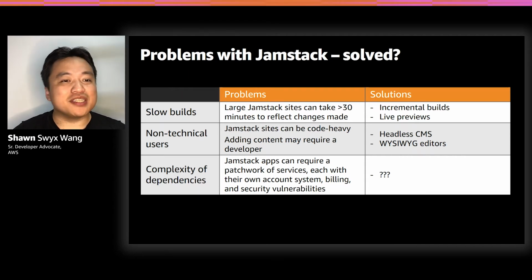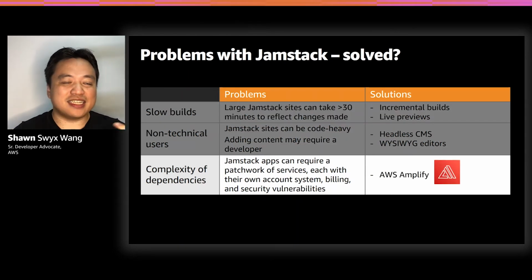The one that's unresolved is the complexity of dependencies, because it is true that you're combining together a lot of dependencies. Obviously, I'm here to tell you that we do have a solution, and that is AWS Amplify. And it's this idea that you do need a partner to string together all these dependencies, so you don't have to wrangle a lot of building account systems, and they all have weird holes because none of them were designed to work with each other.